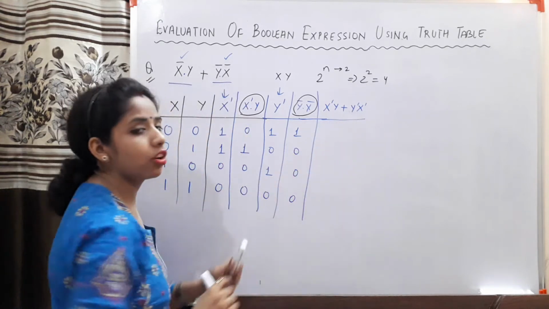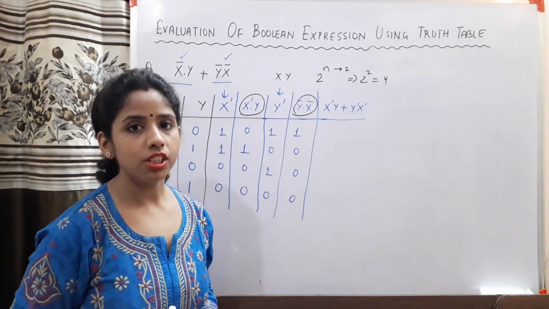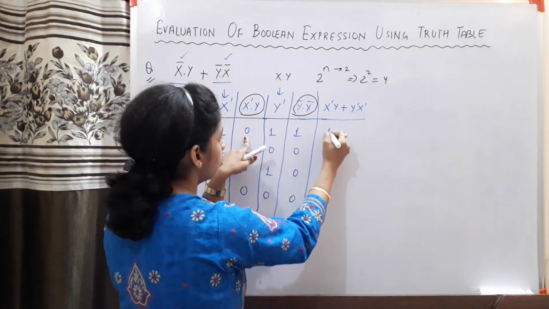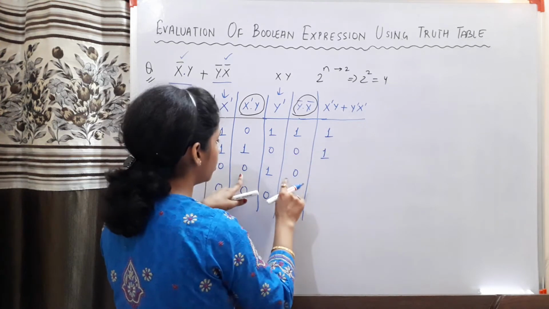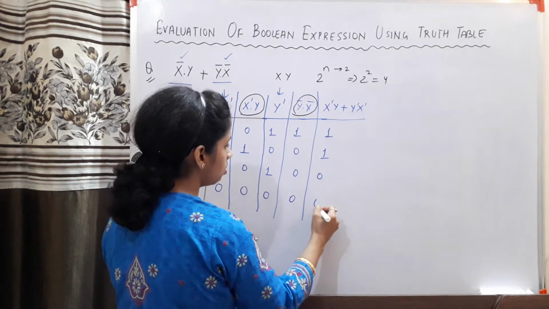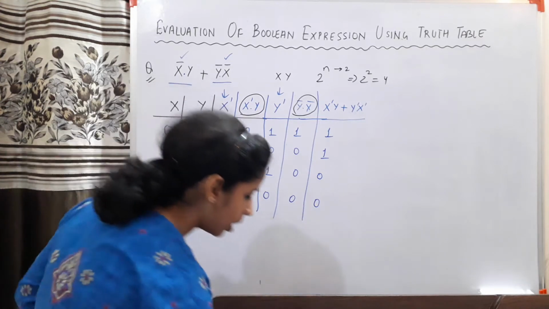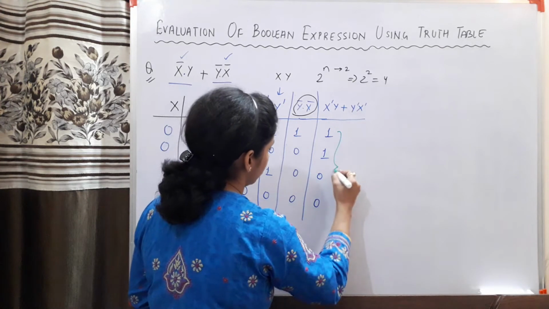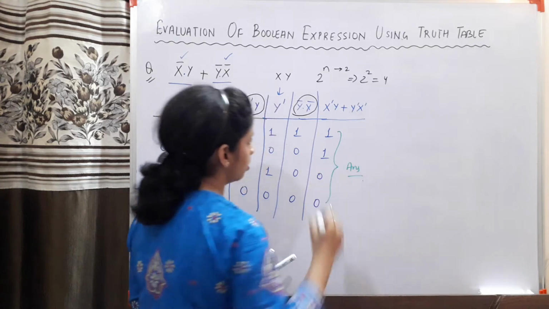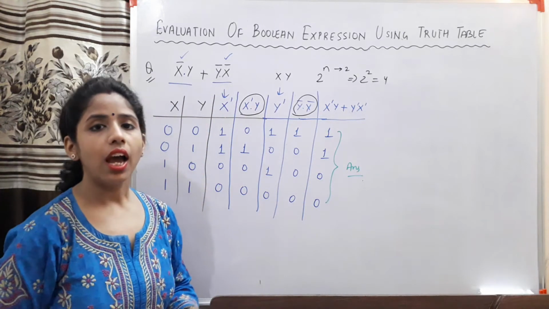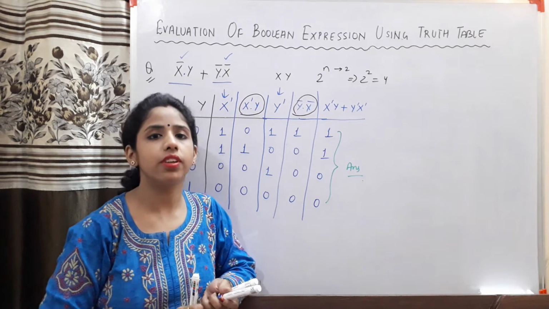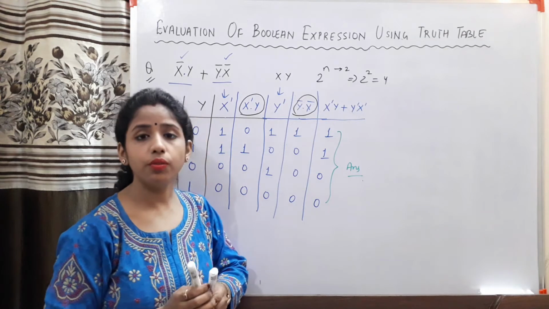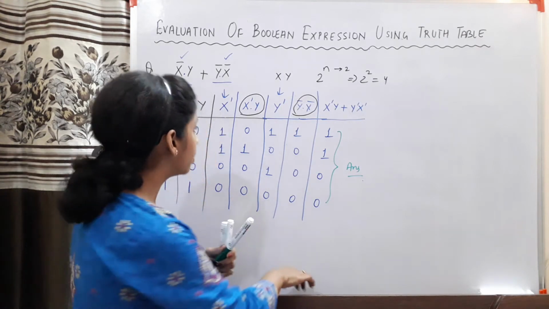Now OR these two columns, and what happens in case of OR? Even if one of the inputs is 1, the result is 1. So 1 0 1 1 1 0 1 0 0 0 0 0 0. So this is going to be your final answer. So I hope you must have understood the sequence of solving the given Boolean expression, right? Next we will take up another example.